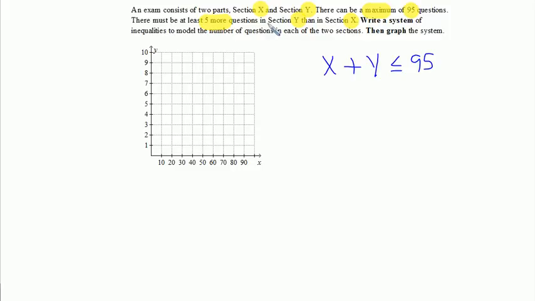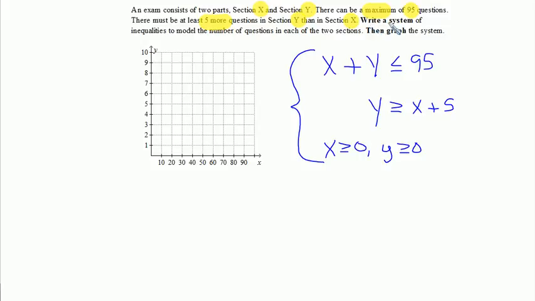There must be at least 5 more questions in y than in x. So y is supposed to be larger than, so greater than or equal to x plus 5. And then it wouldn't make sense to have a negative number of questions, so x is greater than or equal to 0 and y is greater than or equal to 0. So this group of inequalities right here takes care of this first request, write a system. Now we just need to graph the system.